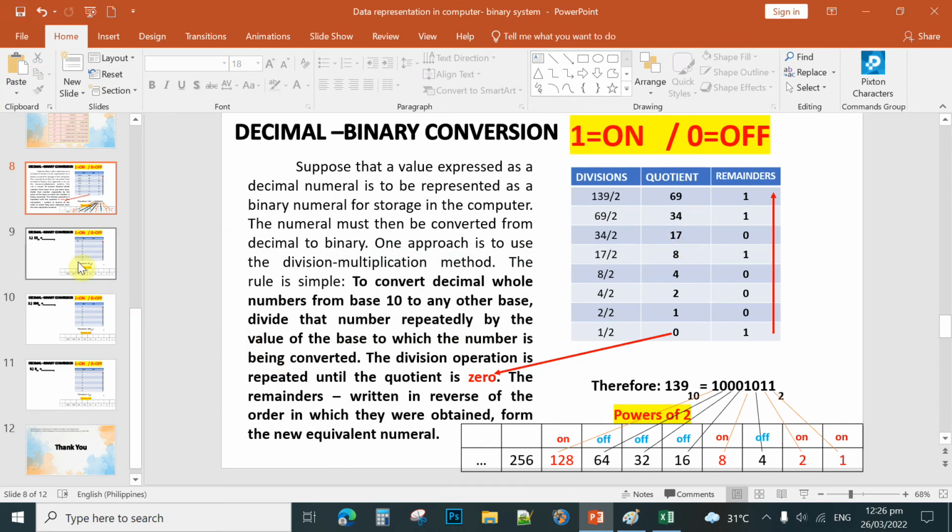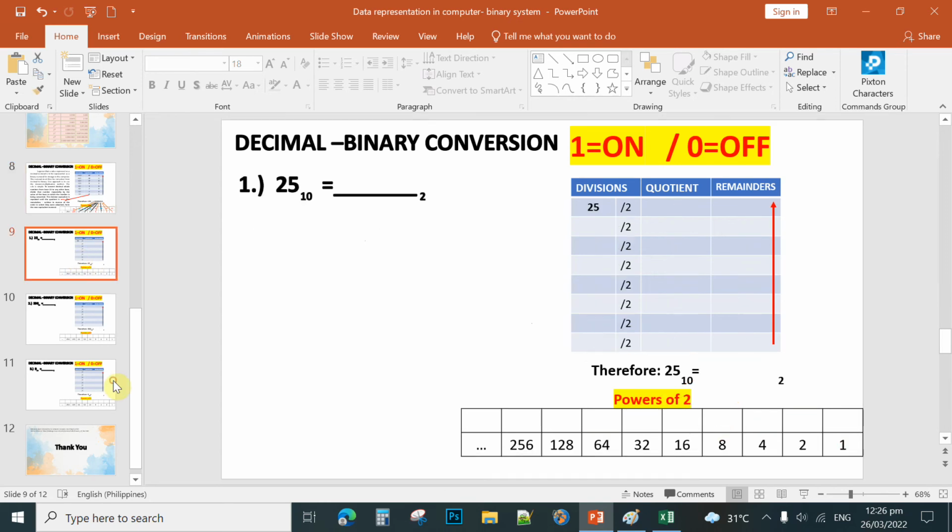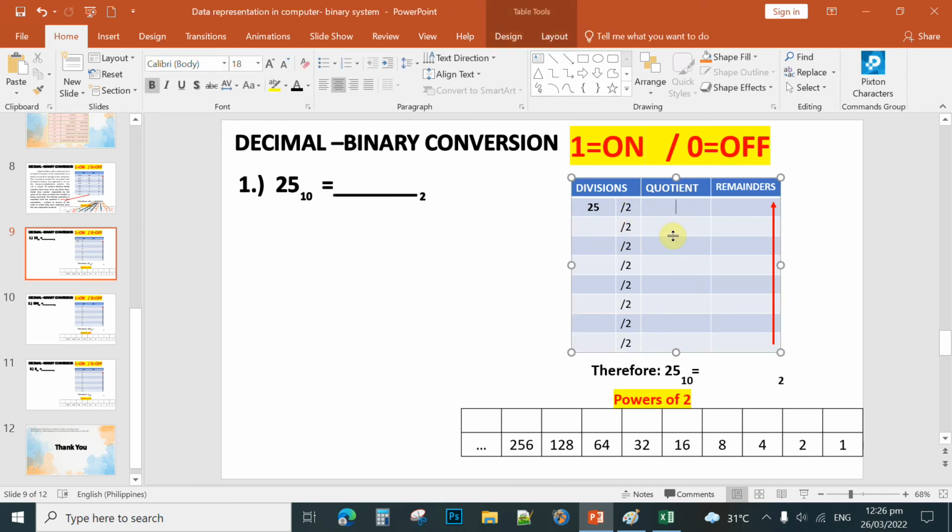Okay, let us have another example here. 25, for instance, is the given, and you are asked to convert it into binary. So decimal to binary: 25 in decimal is equal to blank in binary. Decimal is base 10, binary is base 2. So repeatedly divide: 25 divided by 2 is 12.